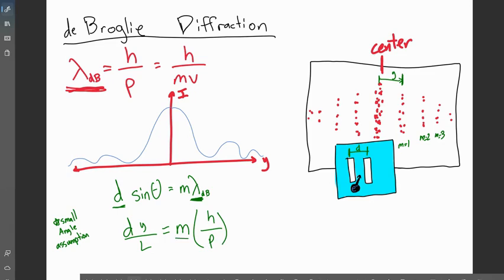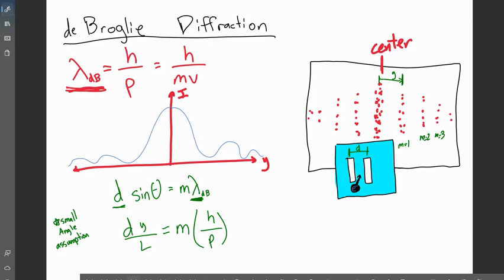Remember, this m is just numbers: 1, 2, 3, whatever it is. It is equal to m times h over momentum. And that is the same exact pattern that we see. So here's what we can take from this.